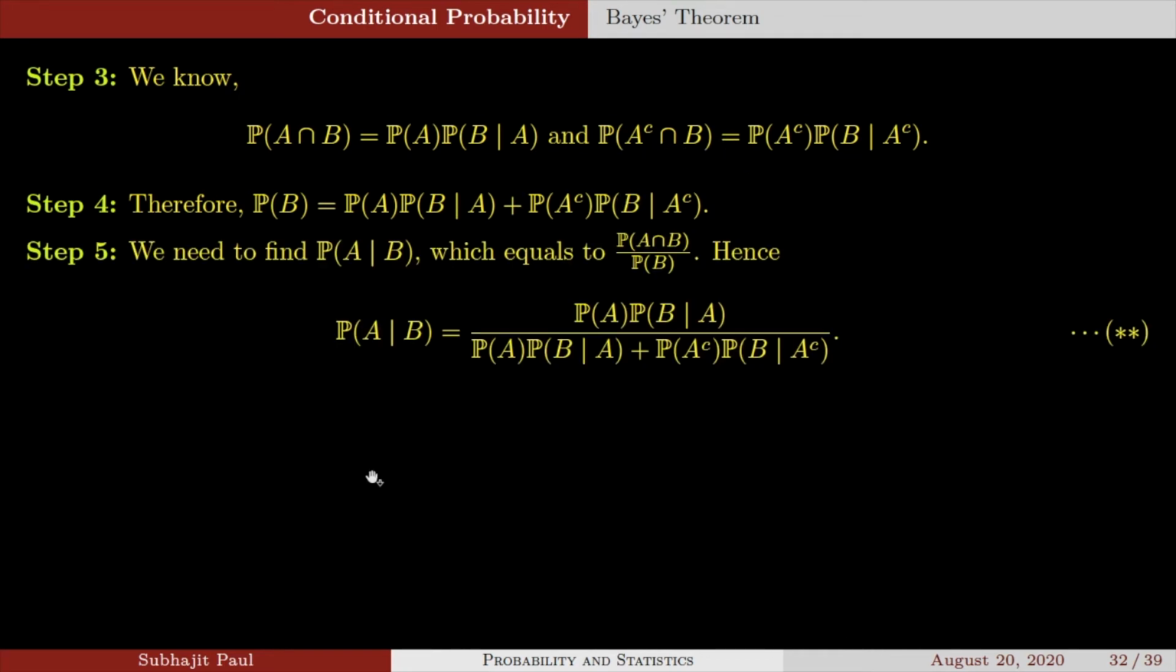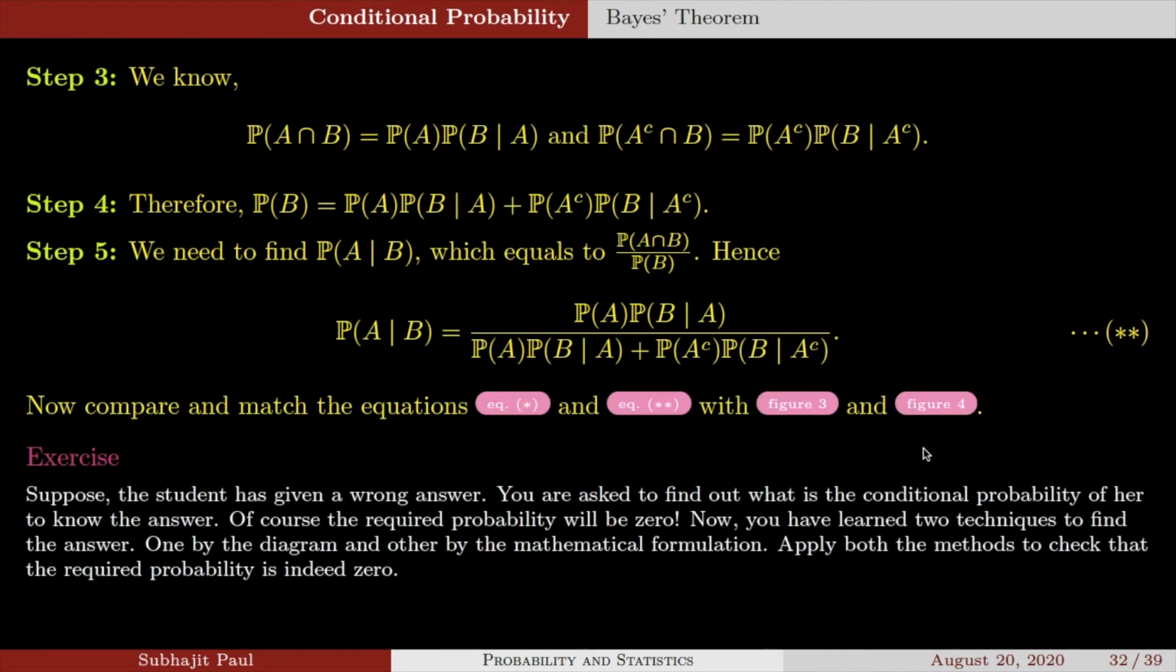Fine. We need to find probability A given B, given the correct answer, having the knowledge. That is what we need to find out, which equals probability A given A intersection B over probability B. Hence, now we have all these things. Hence, probability A given B is probability A times probability B given A over probability B, which is probability A times probability B given A plus probability A complement times probability B given A complement.